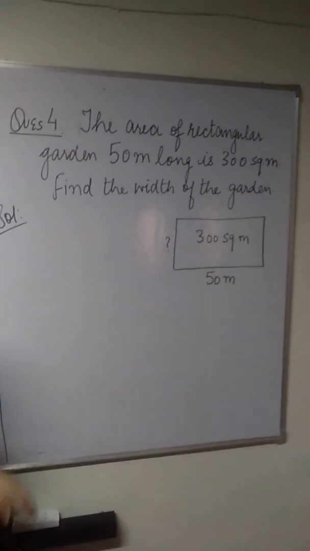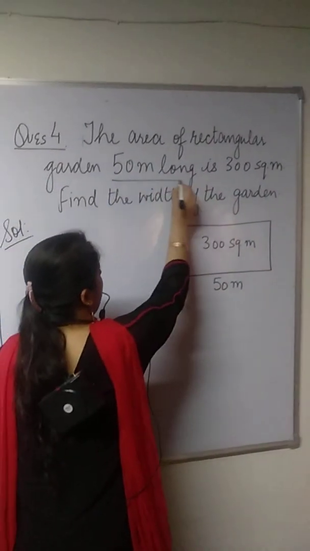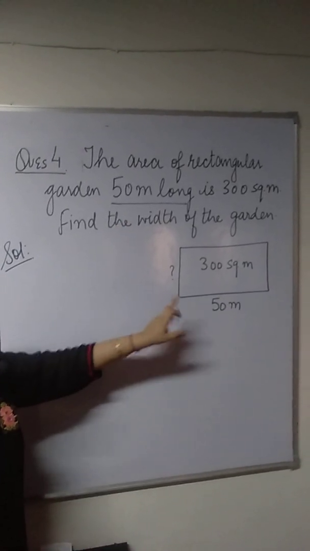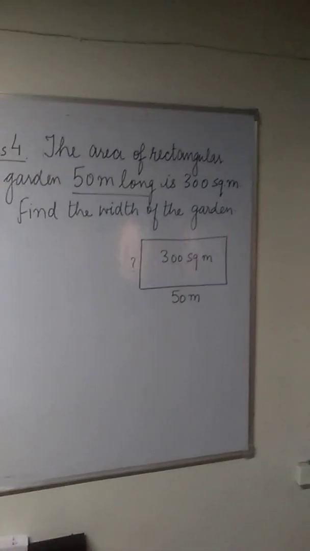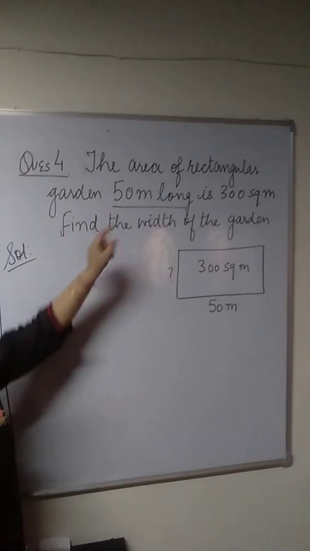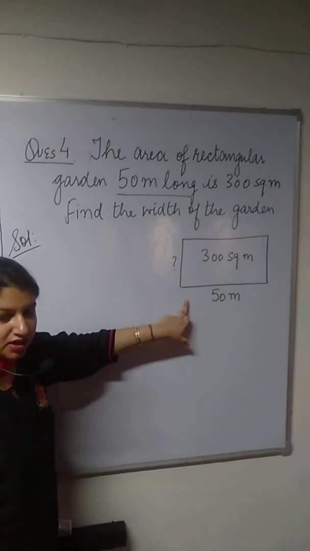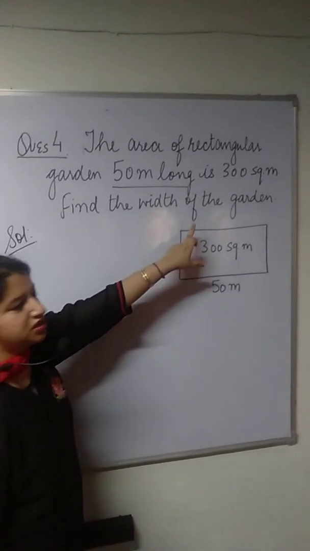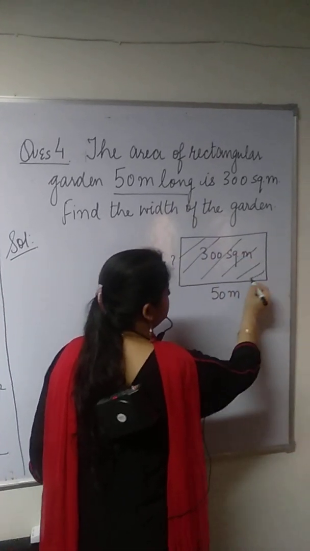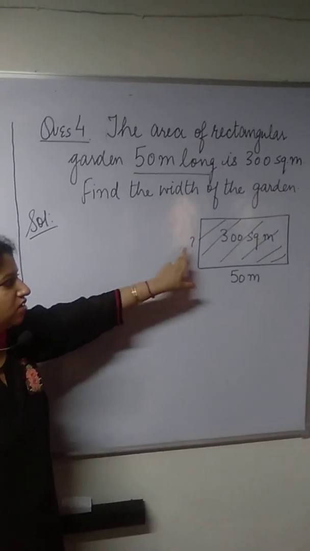Now let us begin with question number 4. The area of rectangular garden 50 meter long. 50 meter is the length of that rectangular garden given to you. Is 300 square meters. Now children, this area of the rectangular garden is given to you as 300 square meter. What you need to find is its width or the breadth.